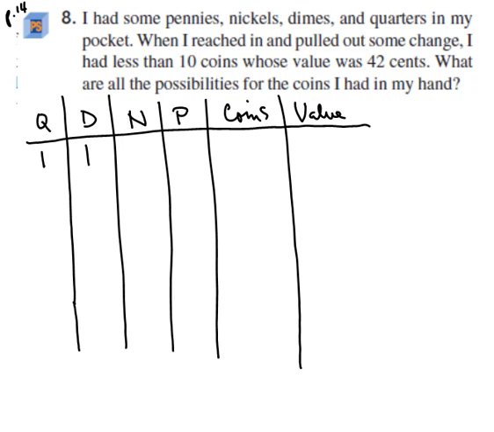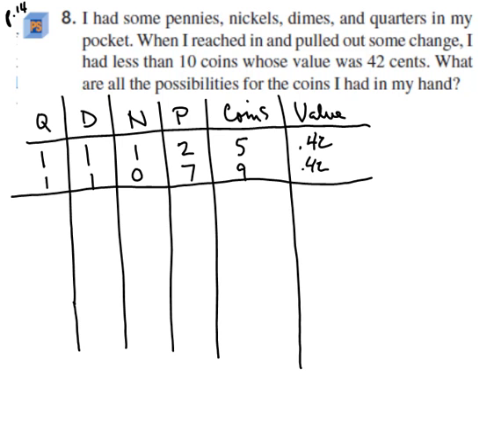So 7 cents I could do either as 1 nickel and 2 pennies, and that would give me a total of 5 coins for 42 cents. Now there's one other way that I could do this. Instead of using a nickel and 2 pennies, I could have 7 pennies. And that would give me 9 coins, which is still acceptable. It has to be less than 10, and a total of 42 cents. But there are no other ways that I can do this with 1 quarter. So I'm going to draw a line through that.